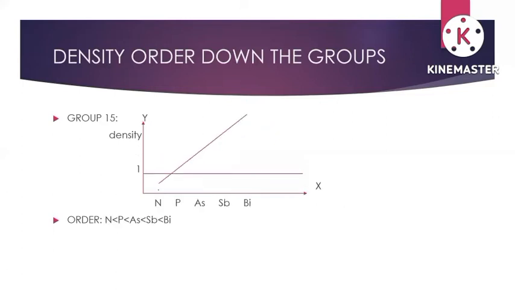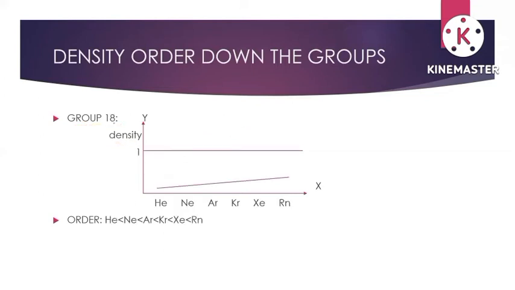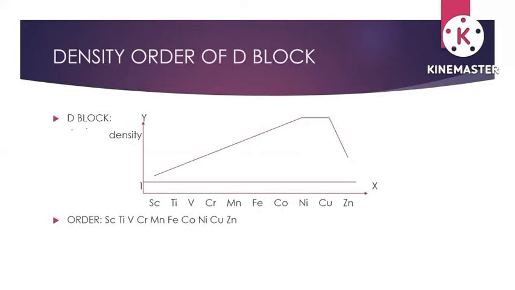In group 15, you can see it is also very regular, but the point is that nitrogen has a density less than 1 gram per cc. Okay, remember this. In the oxygen family, all of these elements have a density greater than 1 gram per cc and the order is regular. And in group 17, all of these have a density greater than 1 gram per cc and the order is regular. In group 18, all of these have a density less than 1 gram per cc and the order is regular, with a very slight increase in the next noble gases.